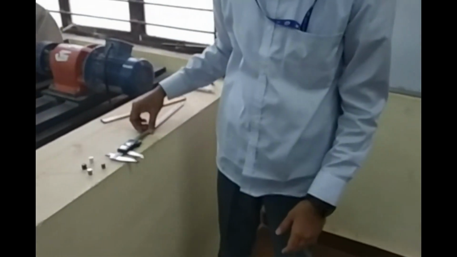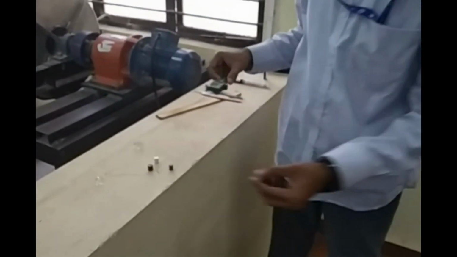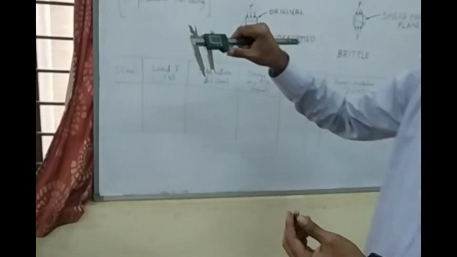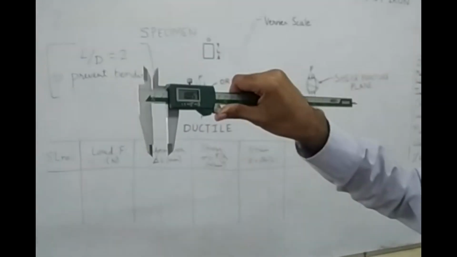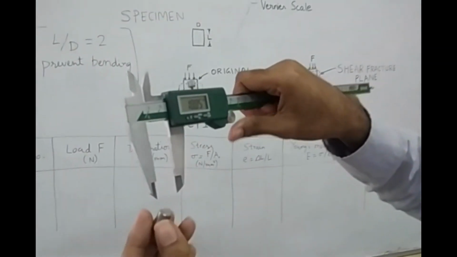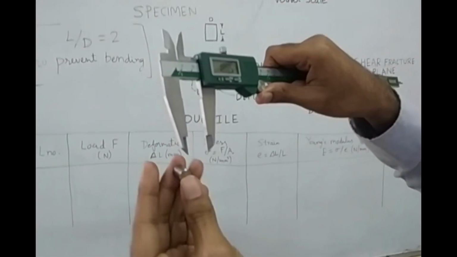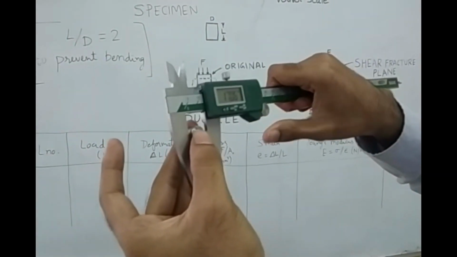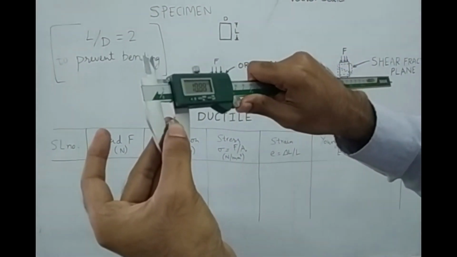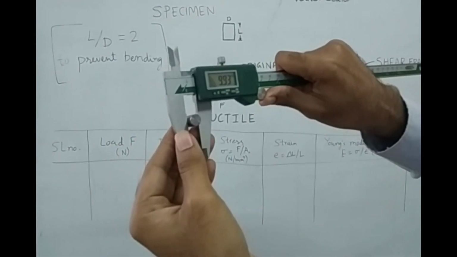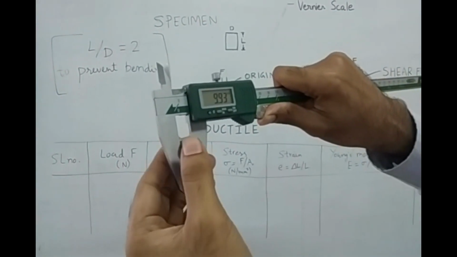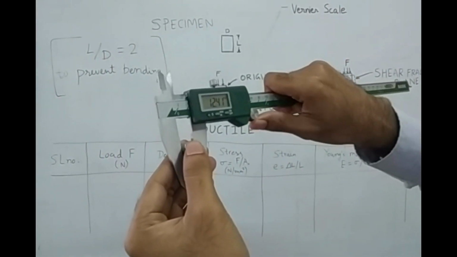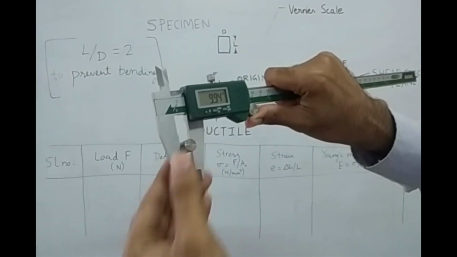If you notice, the size of this specimen is very small, but to be precise, we will measure the dimension of this specimen, that is the length and the diameter, using this kind of a vernier scale. First I will measure the diameter. I will hold the specimen like this, place it in between the vernier scale and push it. We are getting something around 9.93 mm as the diameter, and you can measure it 2 times. Here I am getting 9.94.